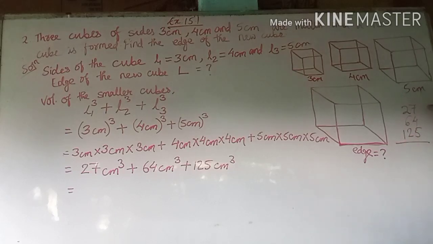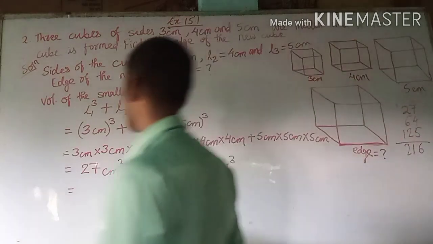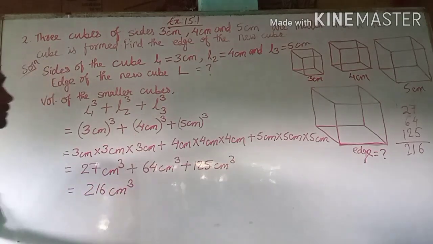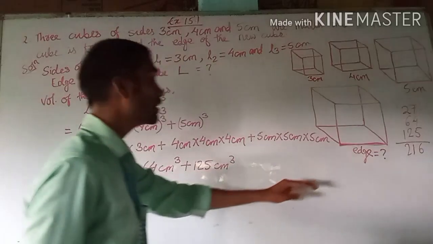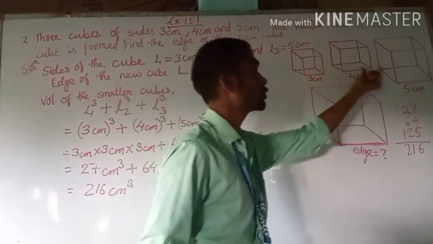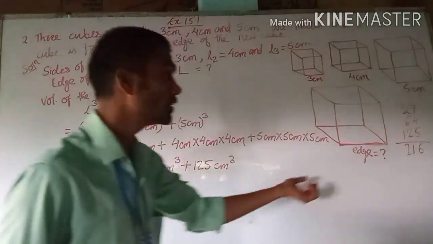So let us add it. 7 plus 4 is 11, 11 plus 5 is 16, so 6, 1 in hand. 2 plus 6 is 8, 8 plus 2 is 10, 10 plus 1 is 11, 1, 1 in hand. 1 plus 1 is 2. So we got 216 centimeter cube. Now again, the volume of the new cube will be equal to this volume, because these 3 small cubes are melted into this larger cube.